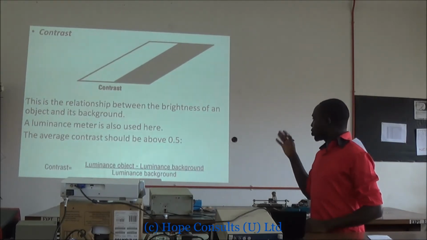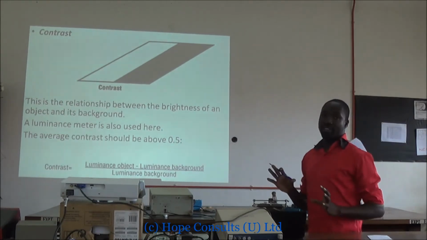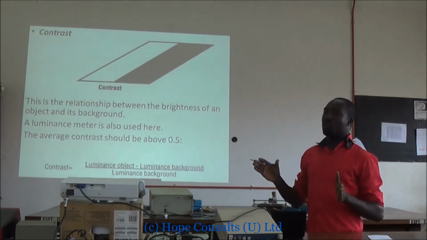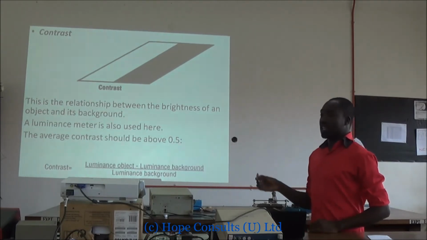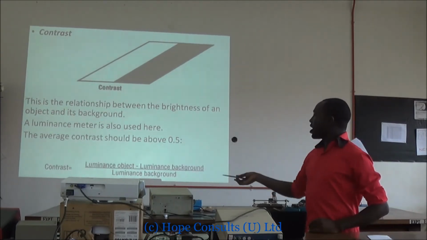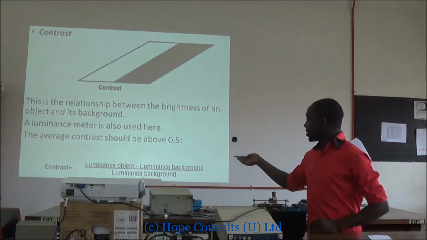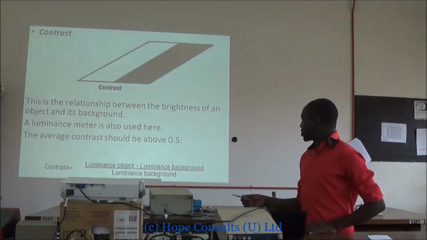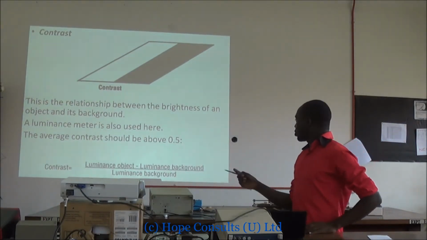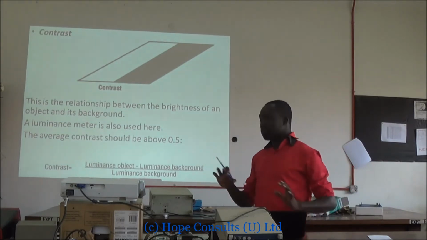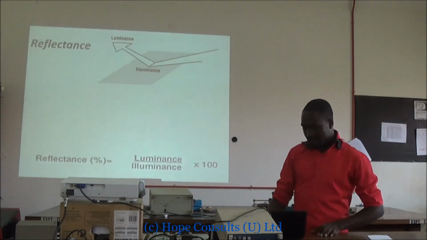The average contrast should be above 0.5. That is for a normal working environment. And we have the formula for how we can find the contrast. It's the luminance of the object minus the luminance of the background, divided by that of the background.